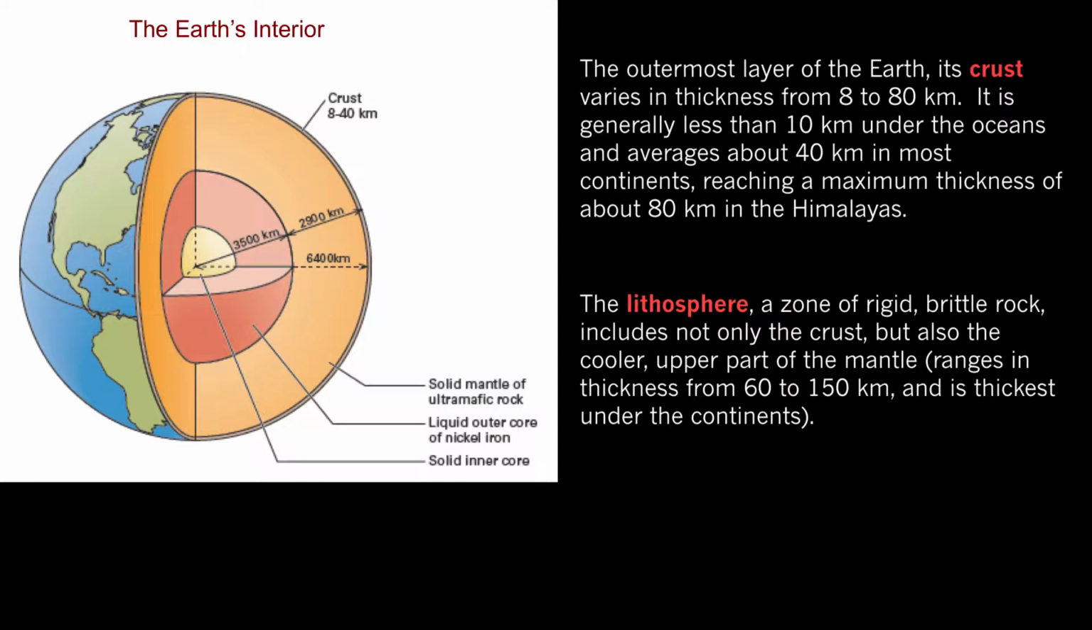But the lithosphere includes not only the crust, but also the cooler upper part of the mantle, which is the layer beneath the crust. The mantle is up to 150 kilometers thick and it's thickest under the continents. Much of the mantle is actually molten, but the outer or upper part of the mantle is brittle and solid and cool. And so the combination of that outer part of the mantle and the crust we call the lithosphere, the solid part of the Earth.